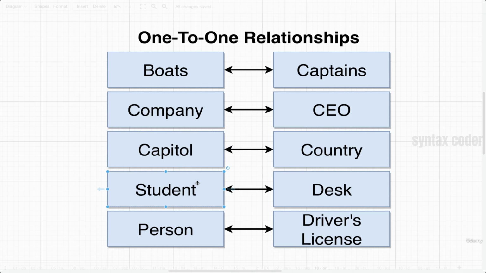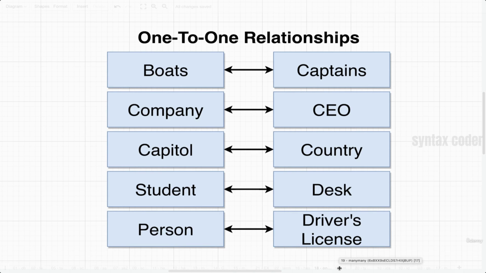Students and desks. In general, a student will sit at one desk, and a desk will seat one student at a time. And then finally, a person and a driver's license or some kind of identification papers. A person probably only has one driver's license at a time, and that driver's license is intended for one single person. If I have a driver's license, I can't give it to you and have it work for you. The driver's license has my name on it, so it's intended just for me and nobody else. Okay, so that's some examples of one-to-one relationships.